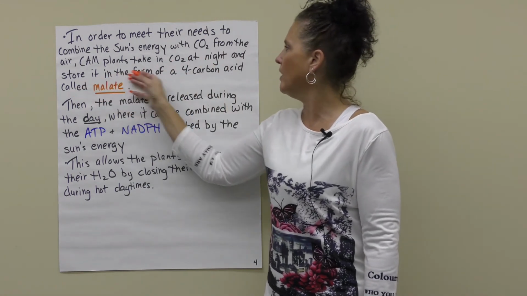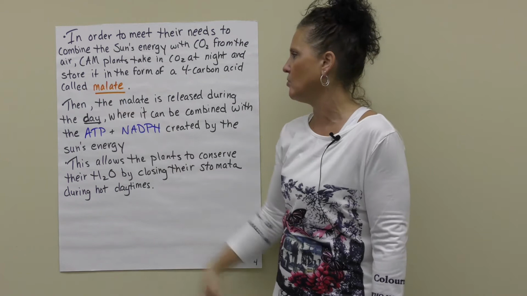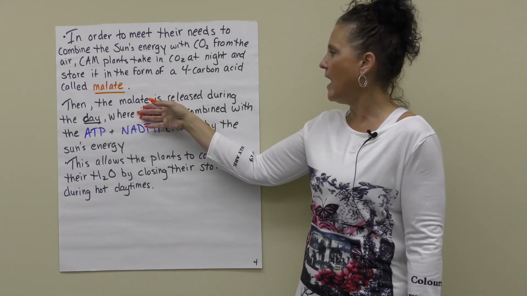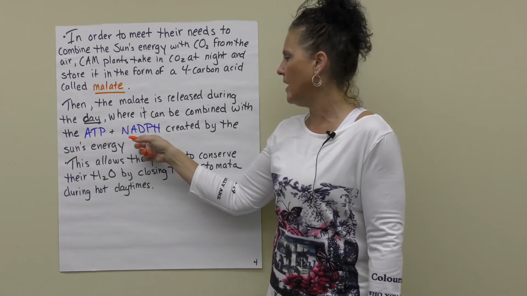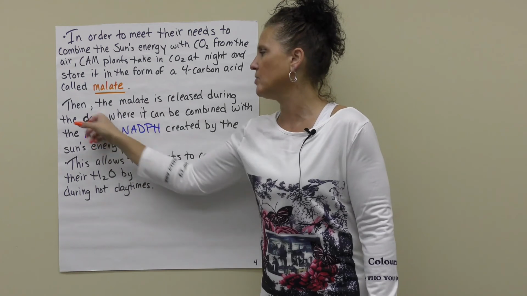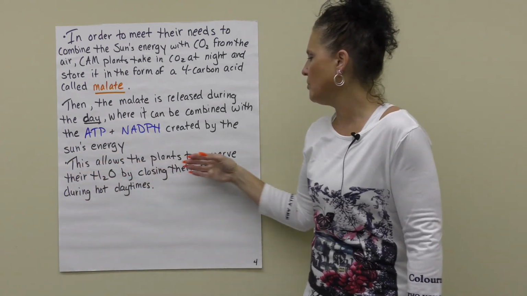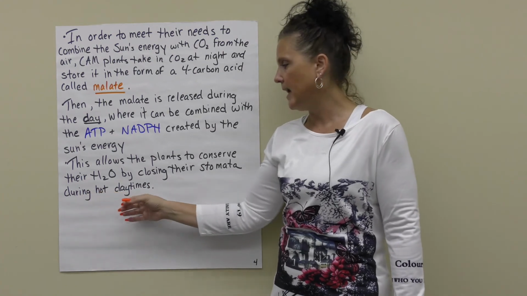And they're going to store it in the form of a 4-carbon acid called malate. That's not important, but that's just how they store it. Then, during the day, malate is released where it can be combined with our ATP and our NADPH. These were created by the sun's energy, right? ATP is our energy source. And that allows the plants to conserve their water by closing their stomata during hot daytimes.